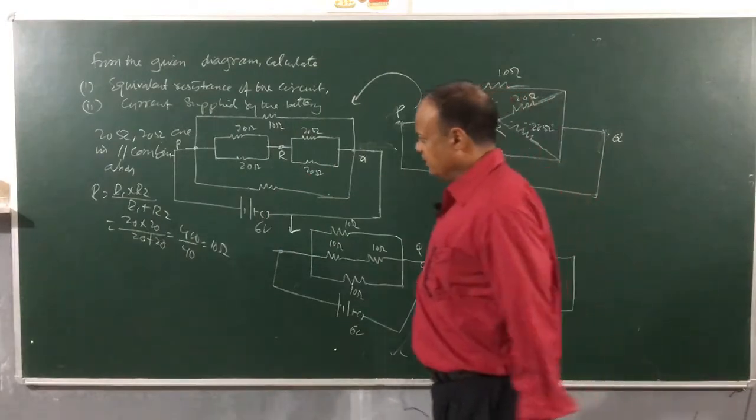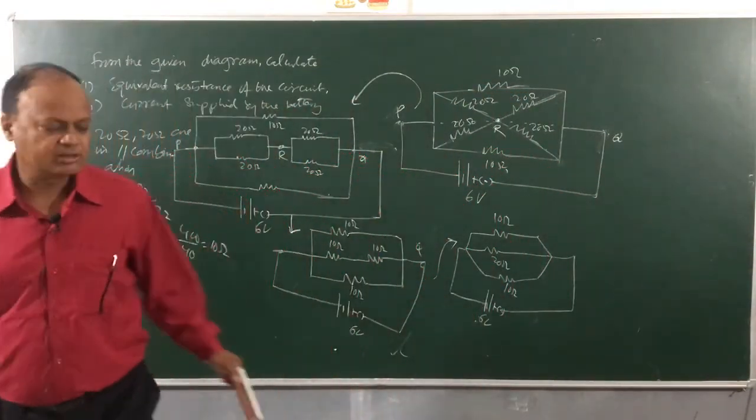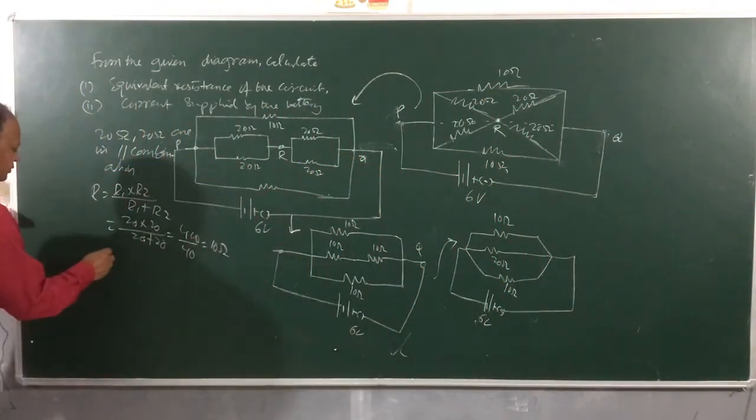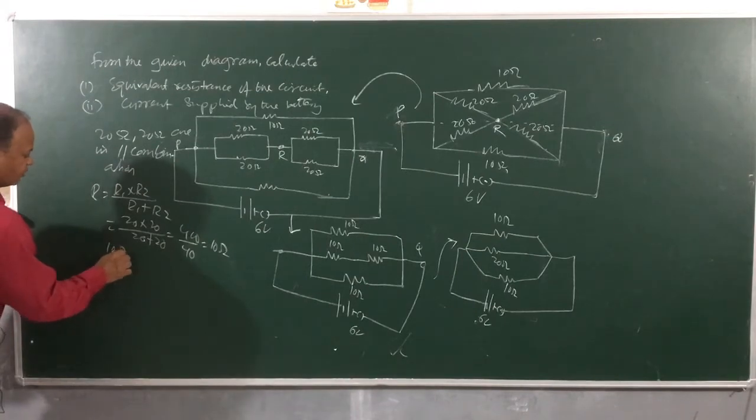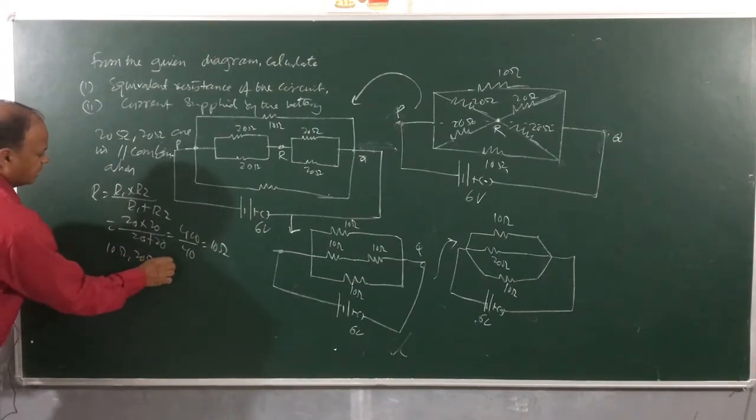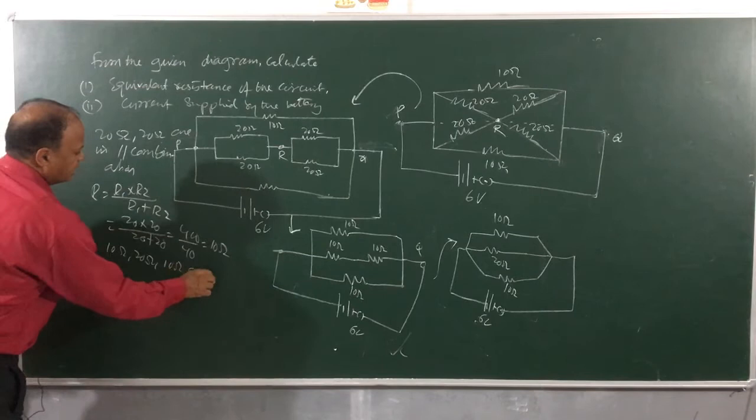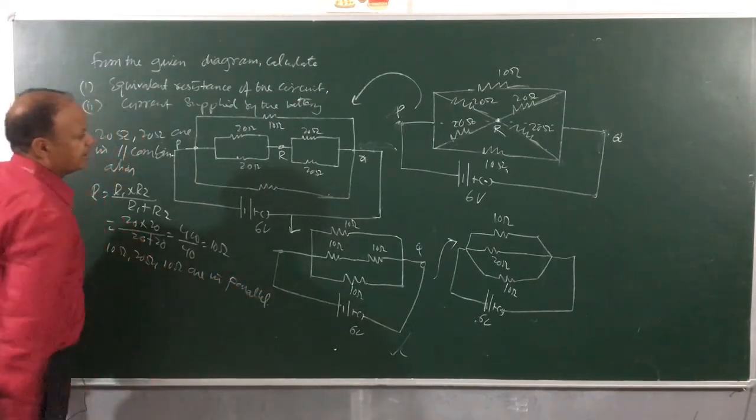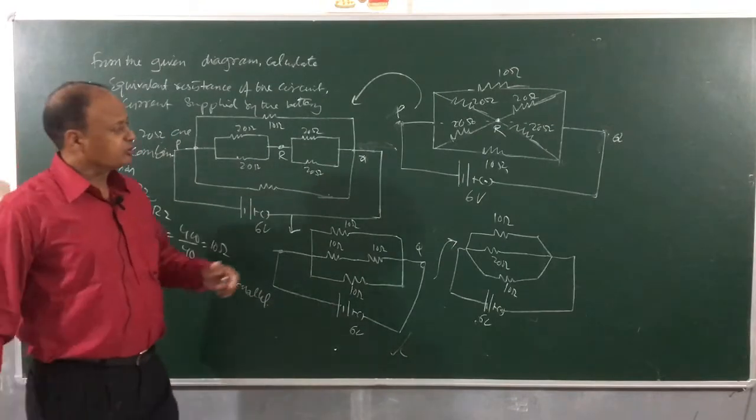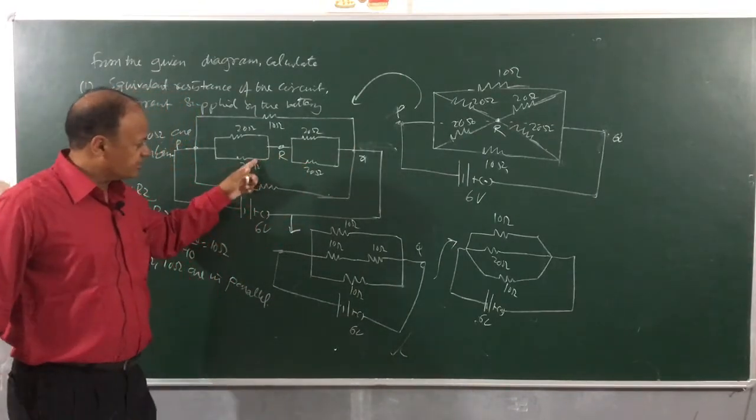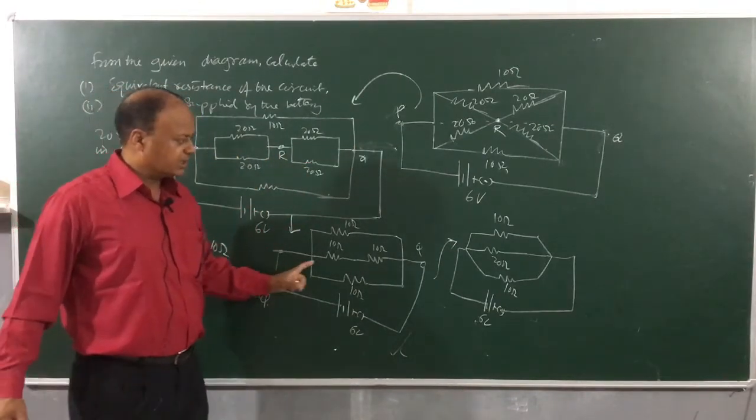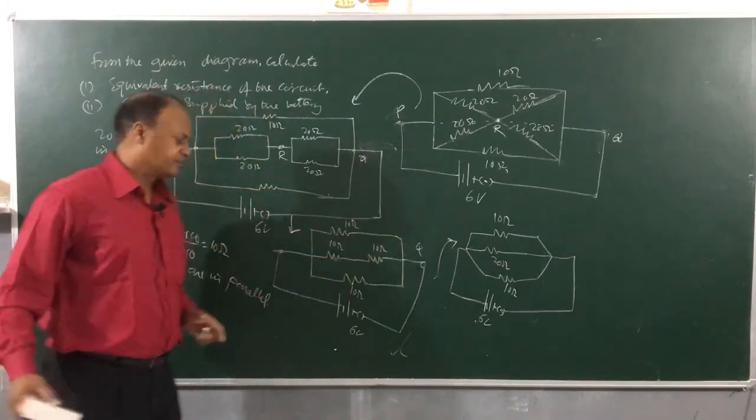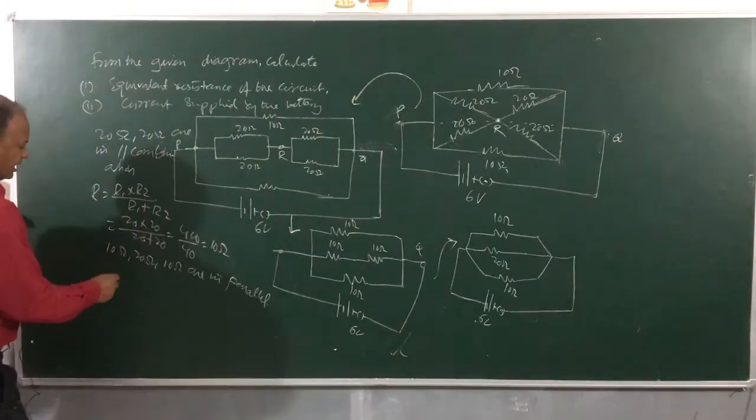So here we will complete these calculations. 1 by R is equal to, we write 10 ohm, 20 ohm and 10 ohm are in parallel. So make sure you listen: from here we have come to this simplified circuit, from this we have come to this, and this is the final simplified circuit that we have got. So 1 by R is equal to how much here?